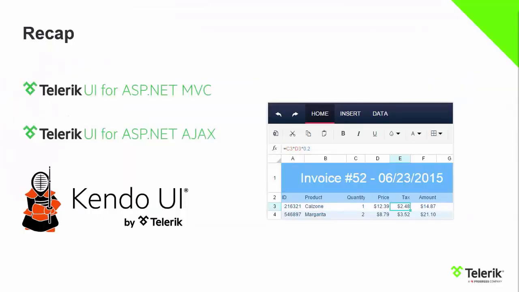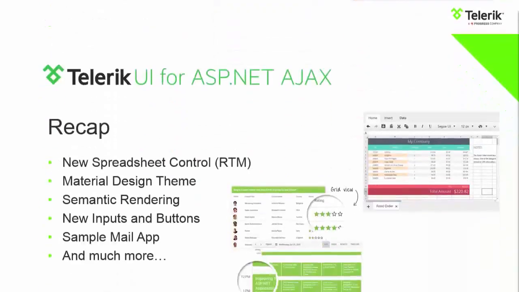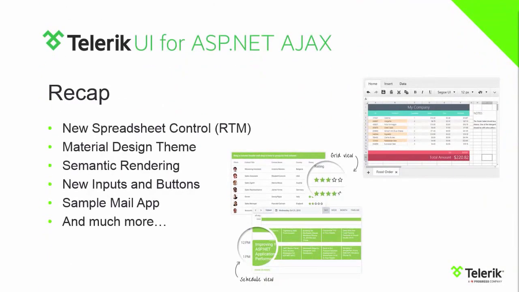Let's take a quick review of what I've covered. UI for ASP.NET MVC, Ajax, and Kendo UI all got the brand new spreadsheet control. UI for ASP.NET MVC got Excel-like filtering for grids. New Visual Studio templates are coming in Service Pack 1. ASP.NET Core support is here, and MVC6 tag helpers are on their way. UI for ASP.NET Ajax got a new material design theme, semantic rendering, new inputs and buttons, an all-new sample mail app, and much, much more.